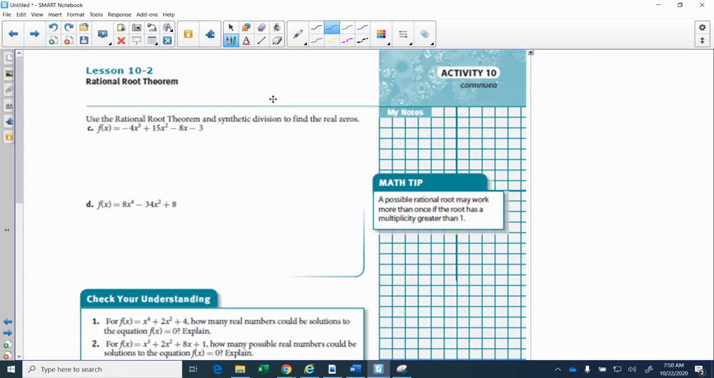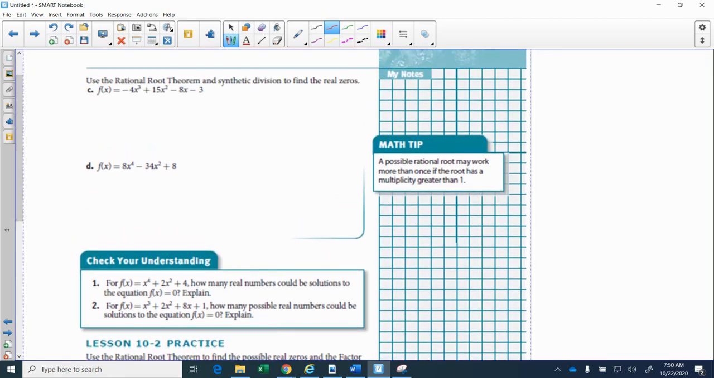Okay. Let's go ahead and just talk about the other version. If I wanted to use synthetic division to solve it out, we'll go ahead and do letter D for this one. So what we would do is we would test these values out until we actually get a possible root. So for example, in this one, we find our P's and our Q's. So P's is our last term, Q's is our first term.